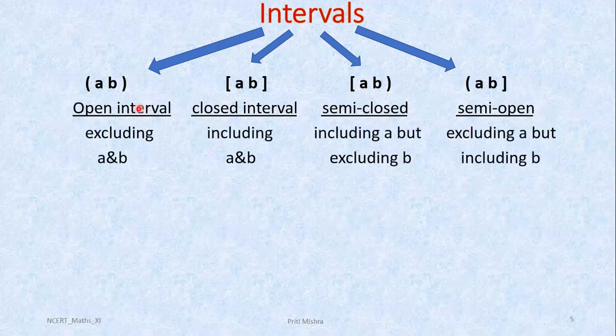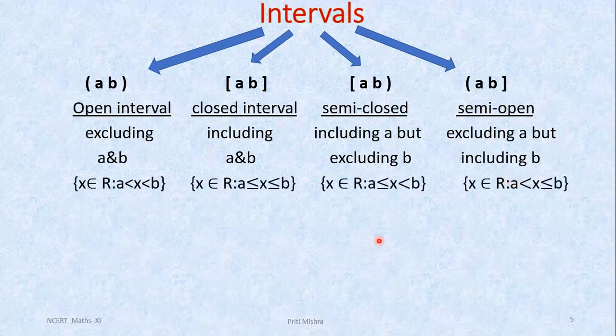So the first one, the open interval, is excluding a and b. It means that when we study this interval, we are not considering a and b. We will consider only the elements in between a and b. For the closed interval, we will consider elements in between a and b as well as a and b also, including a and b. For the semi-closed interval, we are including a but excluding b. For the semi-open interval, we are excluding a and including b.